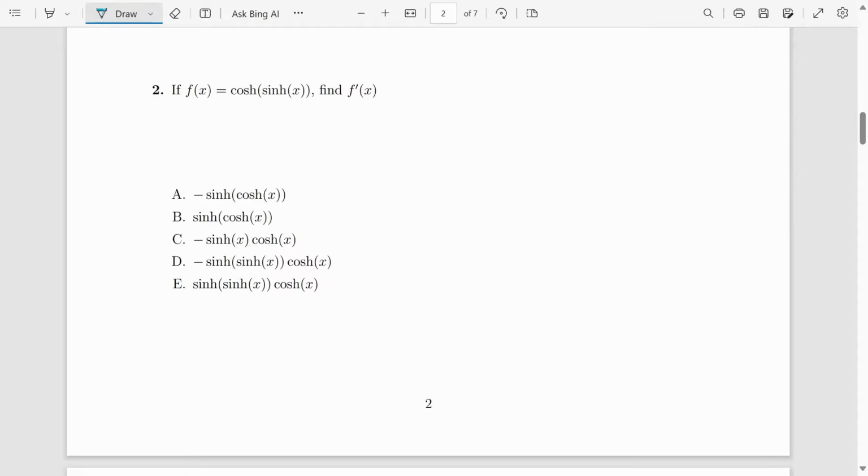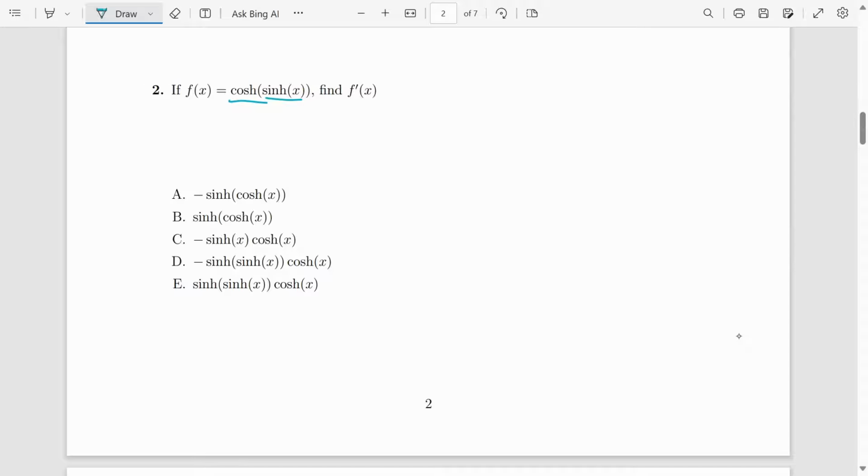Question 2, this is just a derivative problem. So we're given our f of x, which equals cosh of sinh of x, and we need to find f prime of x. So these are, in case you didn't know, these are hyperbolic functions. There's 6 of them, and they correspond to the 6 trig functions that you already know. They just have h's at the end of them, so we have cosh and sinh here.